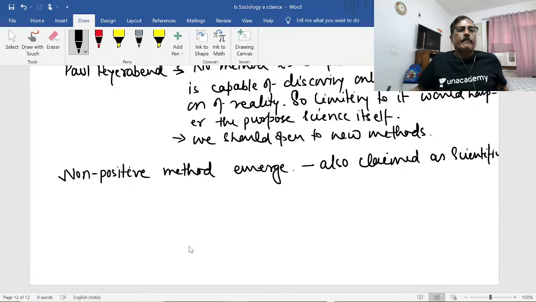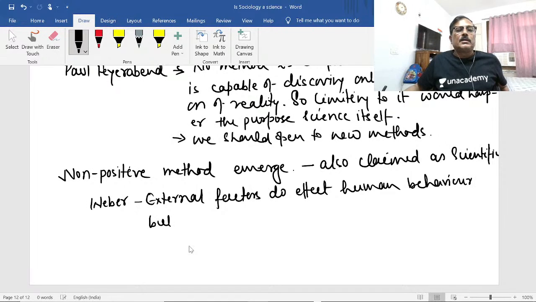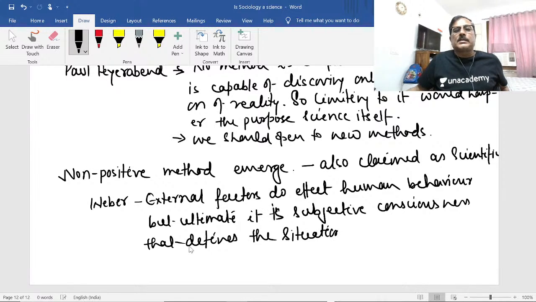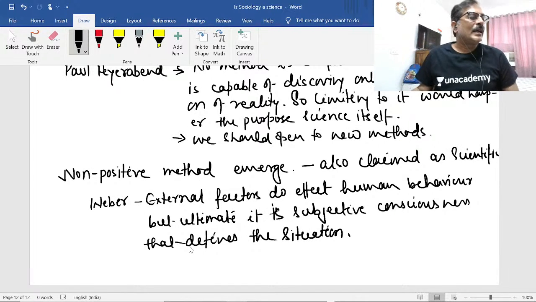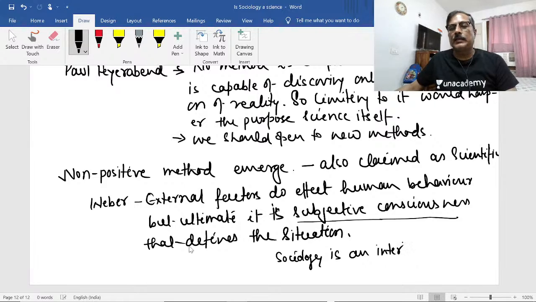The first thing is that Weber said external factors do affect human behavior, but ultimately it is the subjective consciousness that defines the situation. It is the subjective consciousness that defines the situation, and as we define the situation, we take action. So we need to consider this subjective consciousness, and that's why he says sociology is an interpretative discipline.